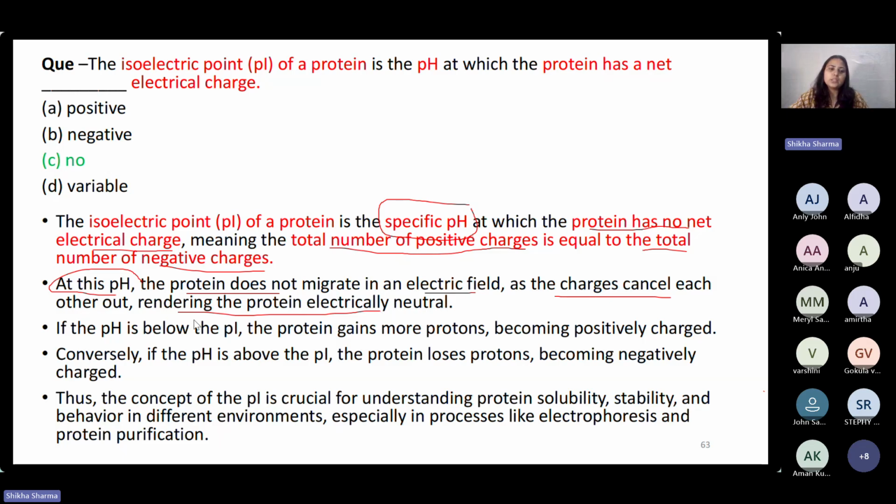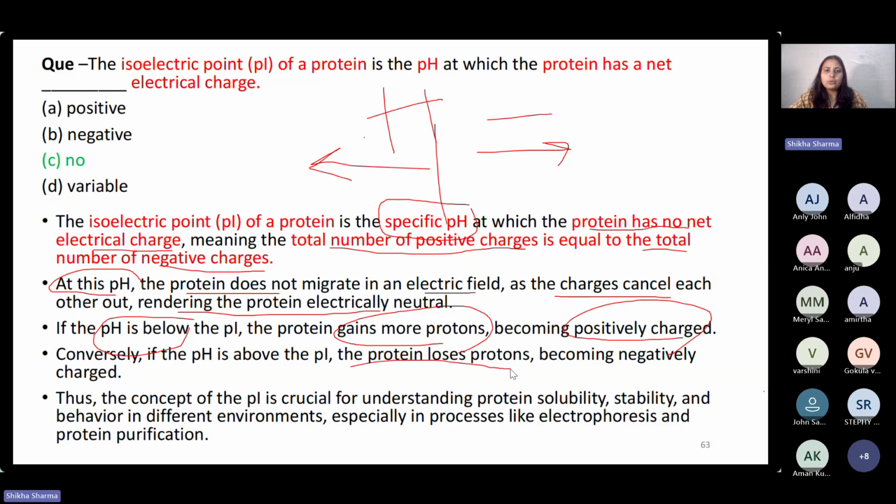If the pH is below the isoelectric point, so less than the isoelectric point, what will happen? The protein gains more protons and becomes positively charged. And if the pH is higher than the pI, what is going to happen? The protein loses protons and becomes negatively charged. Thus, the concept of pI is crucial for understanding protein solubility, stability, and behavior in different environments, especially in processes like electrophoresis and protein purification.